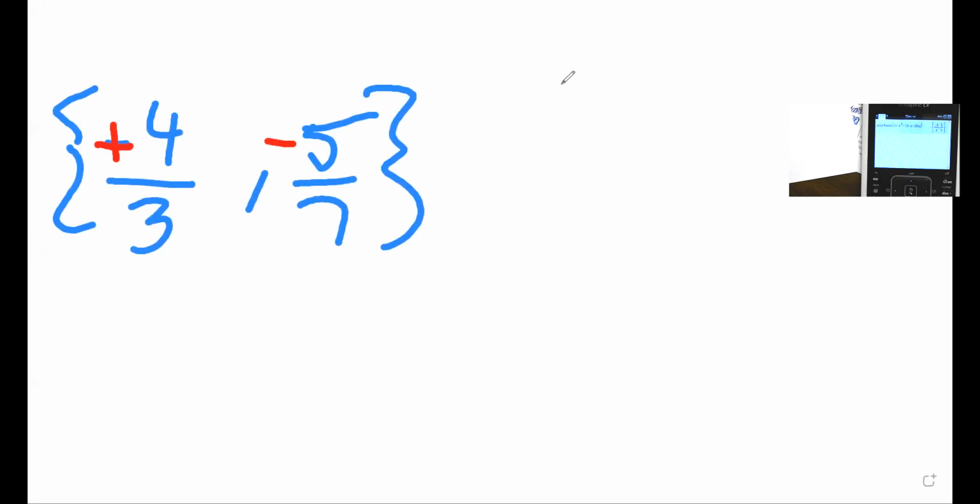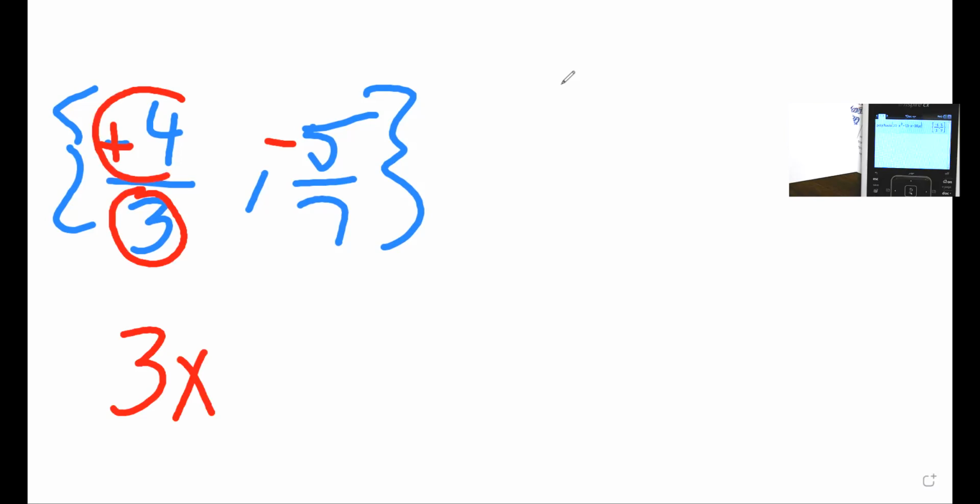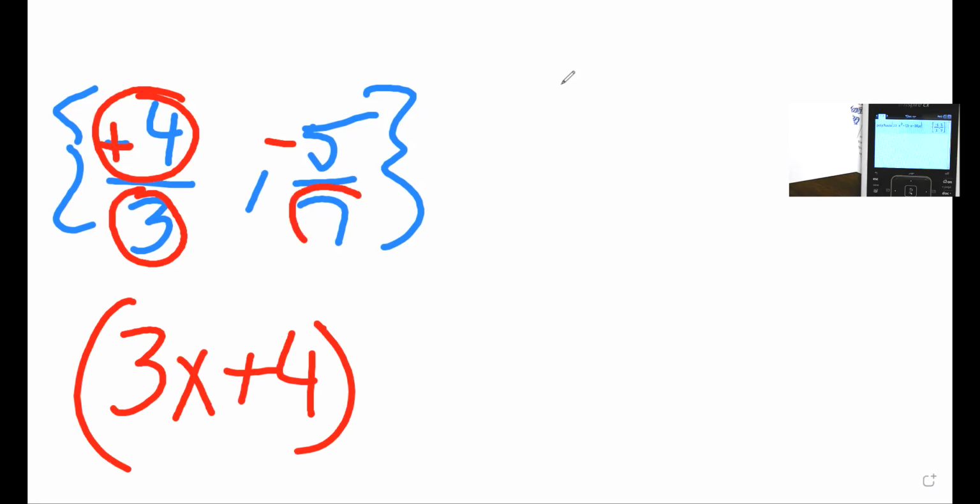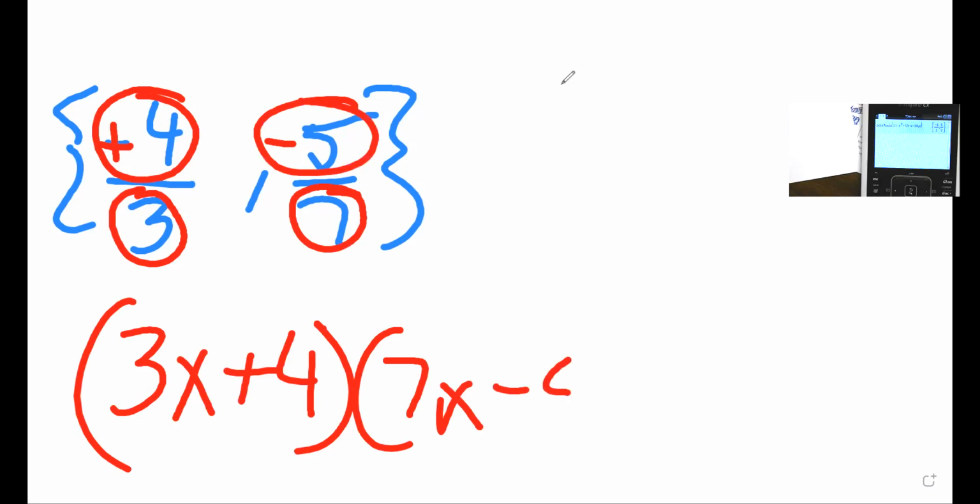Put the denominator in front of an x. So you got 3x. And then put the numerator after that, plus 4. As one factor. Put this denominator in front of an x, 7x minus 5. And you're done. And those are the two factors, okay? And if you look, 7x minus 5 was the answer. That was answer choice B on that thing. 3x plus 4 isn't one of the answer choices, so that's why that didn't show up. Okay, so let me just clear that again and show you another example.